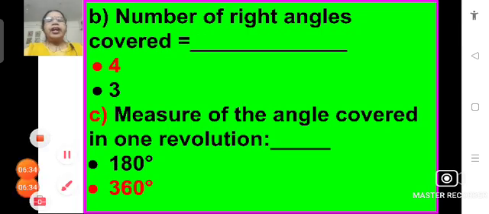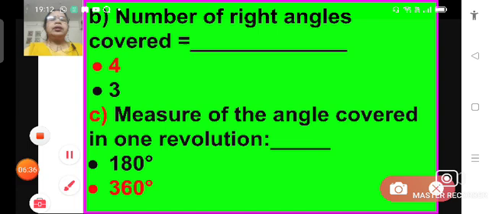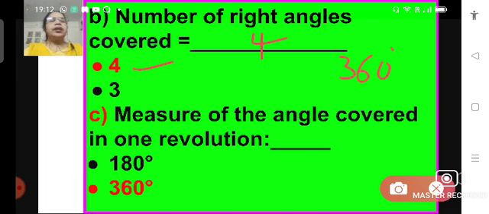So the number of right angles when we go through a complete revolution, the number of right angles covered is 4. 4 right angles make 360 degree. So for one complete revolution, there are 4 right angles covered. See, the measure of the angle covered in one revolution. So in one revolution, the angle covered is 360 degree.